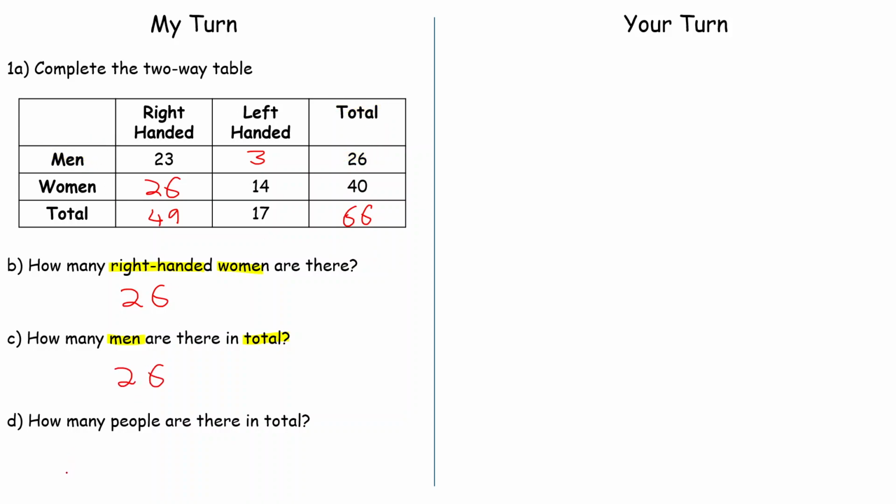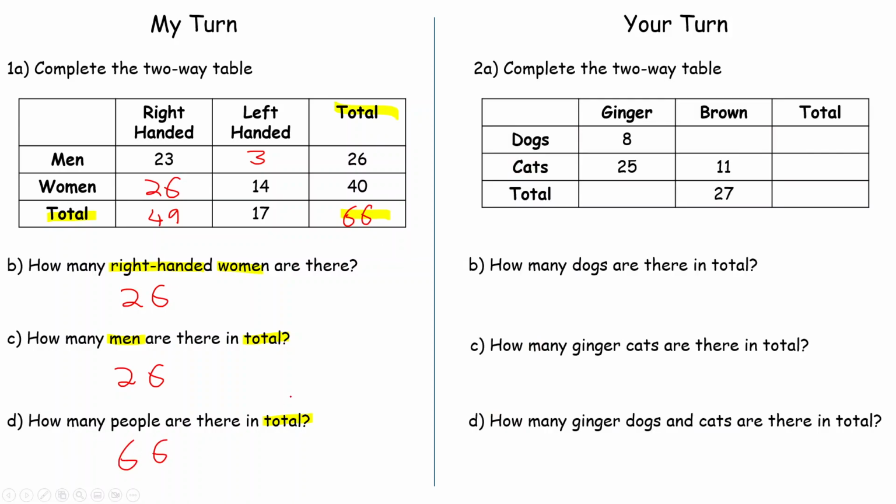And then we've got how many people are there in total. So in total, you can see the total, and the total is 66. So that's going to be this one down here, 66. There we go. Okay, you can now go and do question 2A, pause the video, give that a go, and fast forward to the end to see the answers.